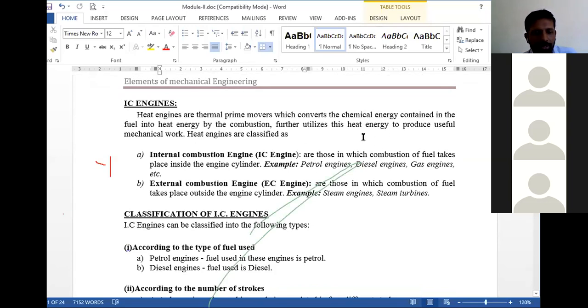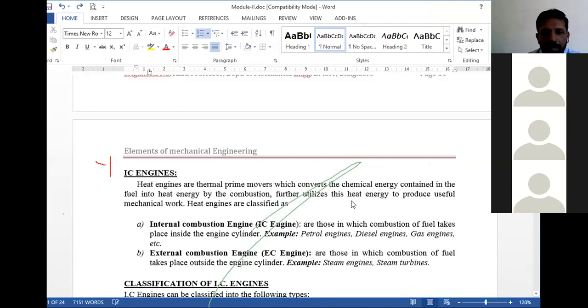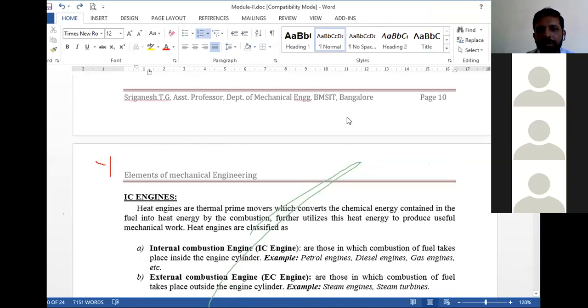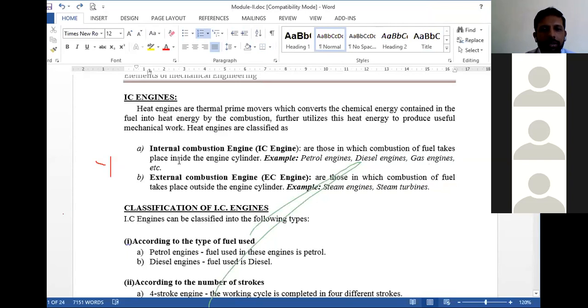So IC engines. Okay, sorry. Now we start again. So we'll move on to IC engines. The full form is internal combustion engine. So what is this internal combustion engine? The combustion should take place inside a confined space. It should not be an open space. It should be in a confined region through which motion has been generated. Mechanical work has been done because of this combustion process.